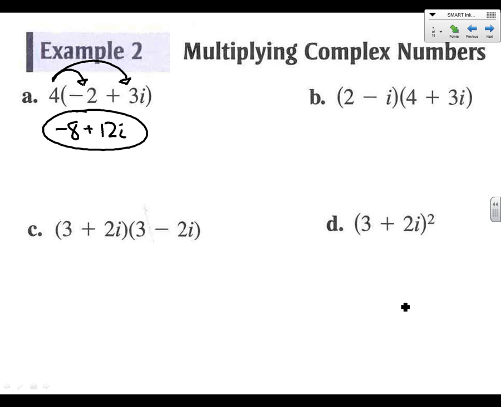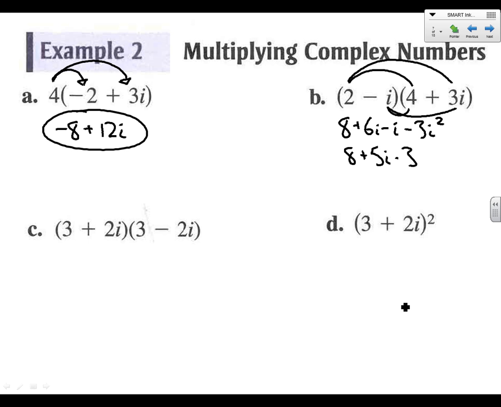For option B, we are going to need to FOIL here. So let's go 2 times 4 first is 8. Outside, we'll have plus 6i. Inside, we'll have minus i. And last, we'll have minus 3i squared. So our answer here would be 8 plus 5i minus 3i squared.